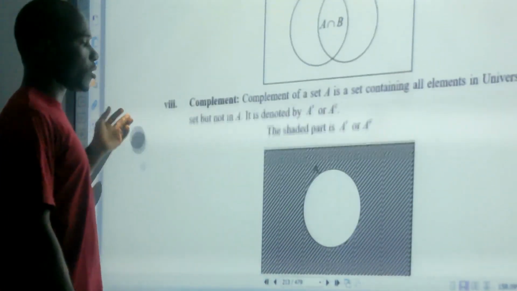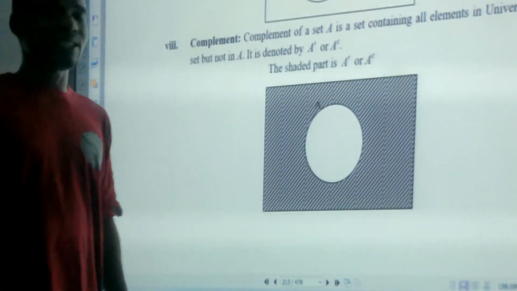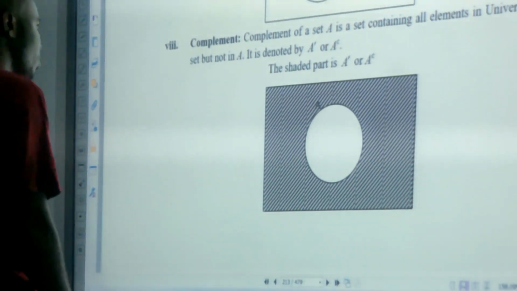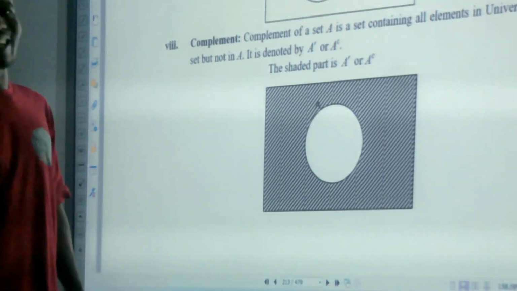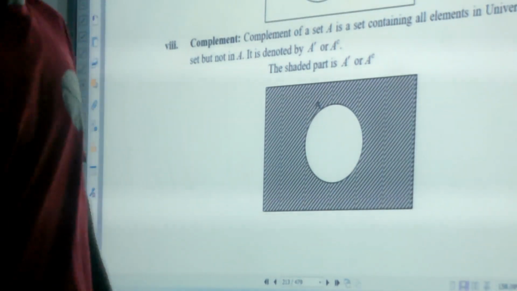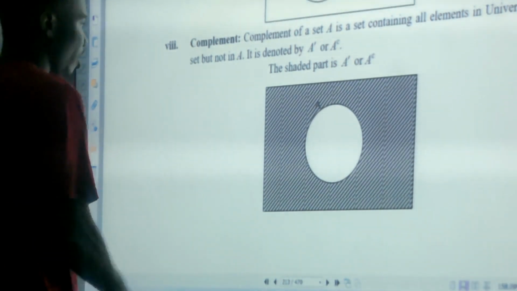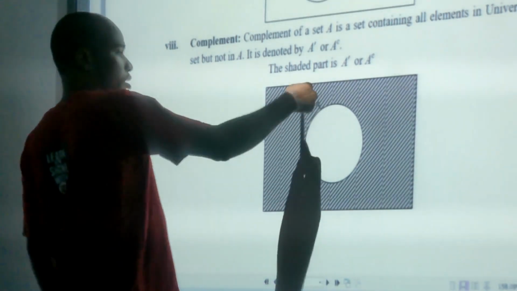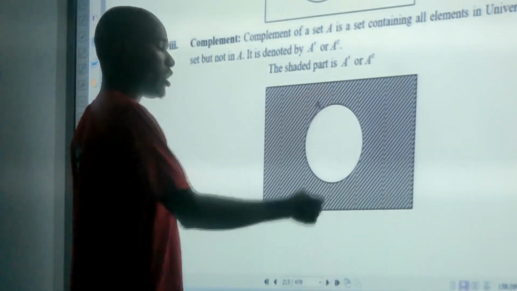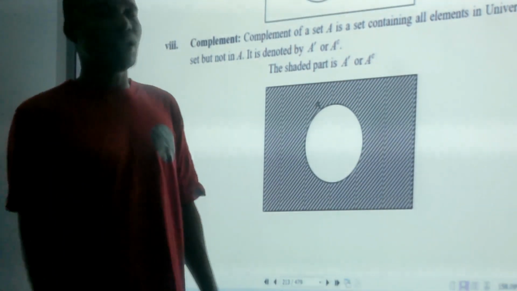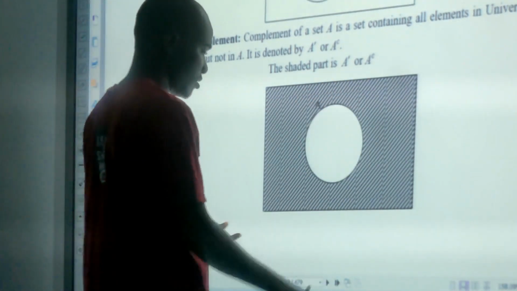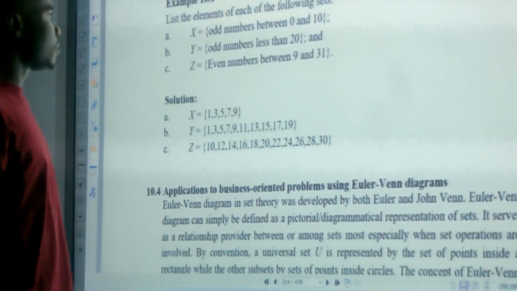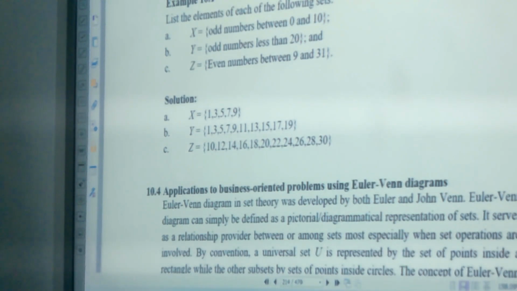We also have what we call the complement of a set. The complement of set A is a set containing all the elements in the universal set but not in A. It is denoted by A prime. So what is in the universal set but not in set A defines the complement of A. In our Venn diagram, inside set A are the elements belonging to A, and outside of it is the complement of A. The whole diagram is the universal set. So let's look at this now. We have to list the elements of each of the following sets.